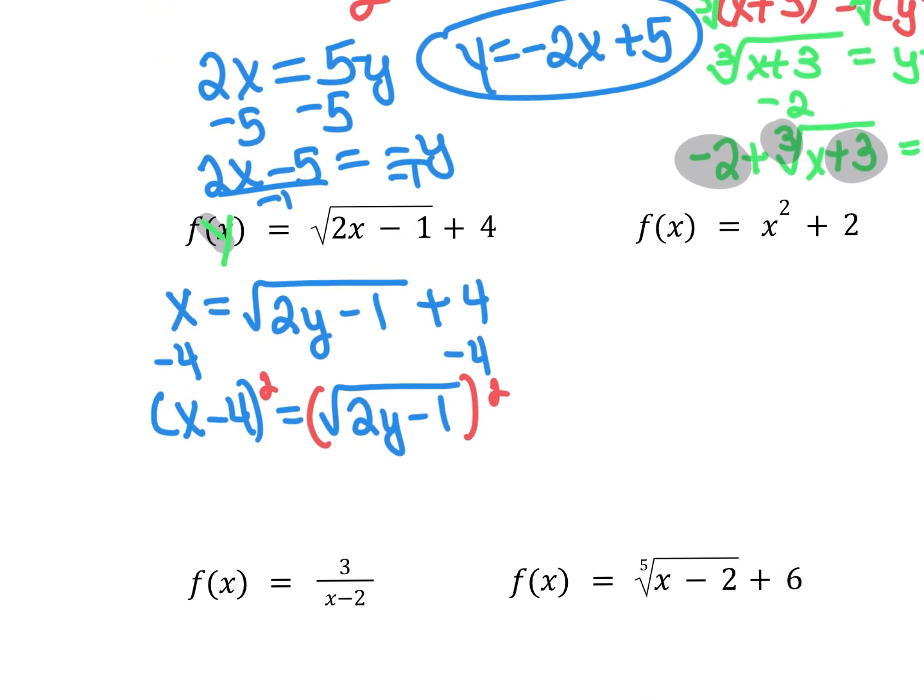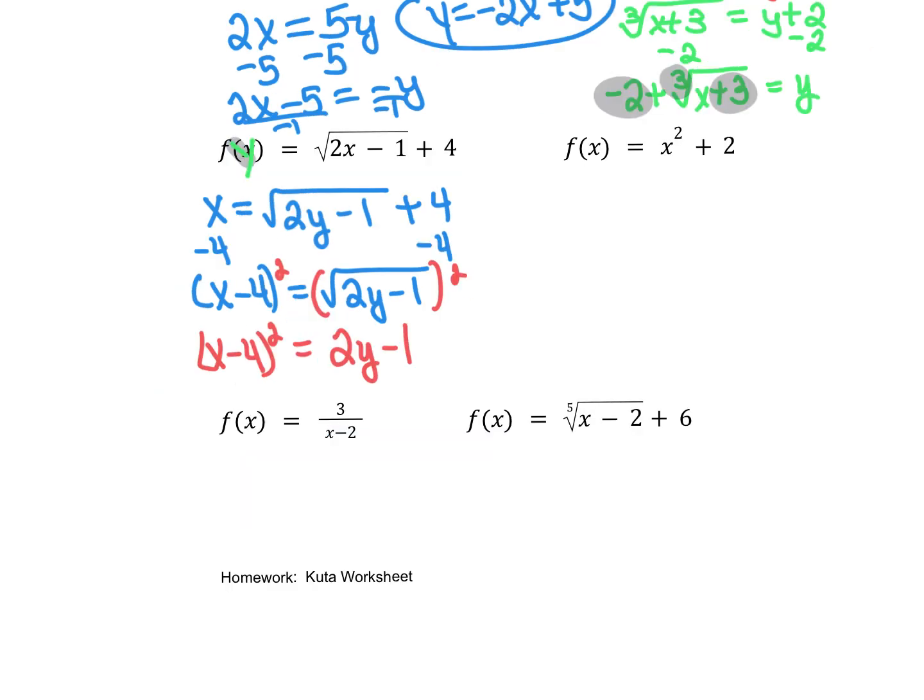What that squaring does leaves me with x minus 4 squared. And then on the right, I just have 2y minus 1. Okay, let me see if I can shrink this down a little bit because I'm running out of room. I'm not quite sure how to shrink it down. I was trying to do that and I can't figure it out. So I'll just have to go over here a little bit.